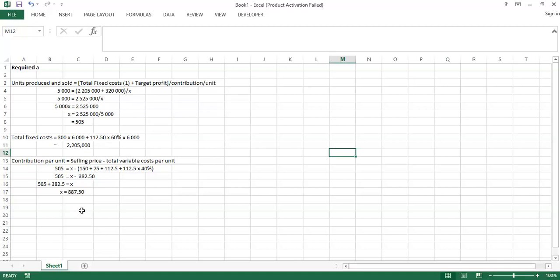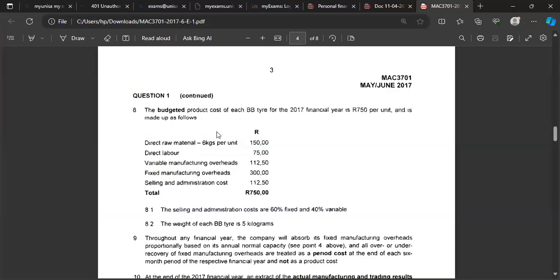Which means in order for us to achieve a profit of 320,000, selling 5,000 units, our selling price should be 887.50, given these variable costs per unit. All right, any questions on this? No questions. All right, we shall move on from this.